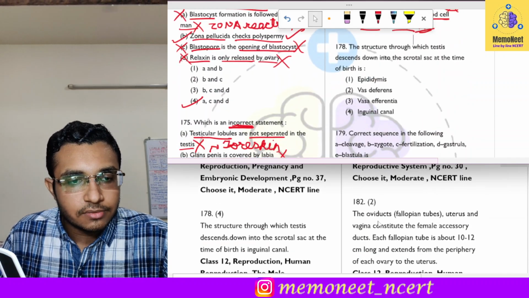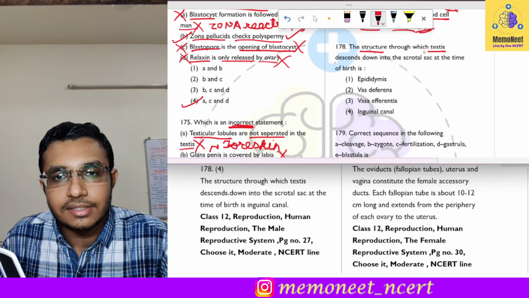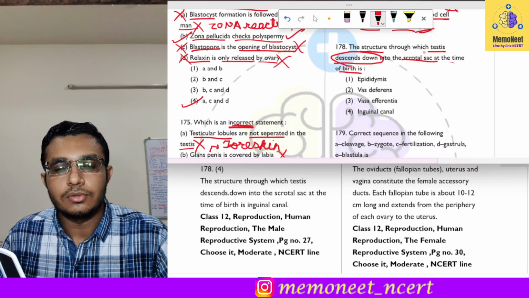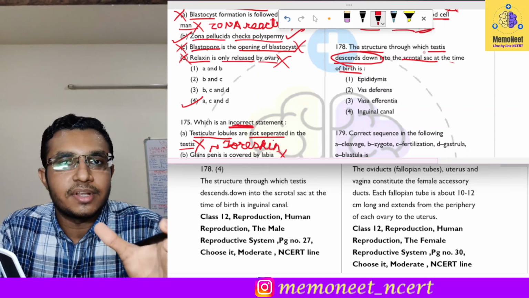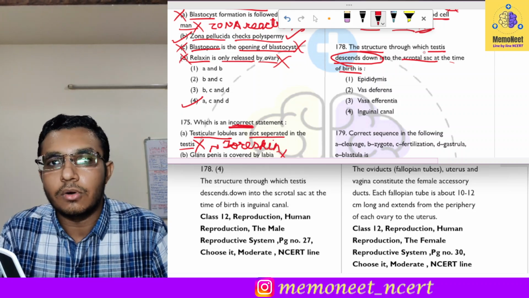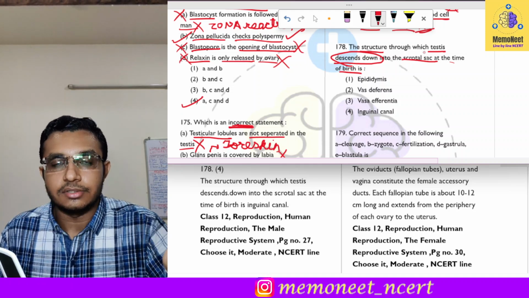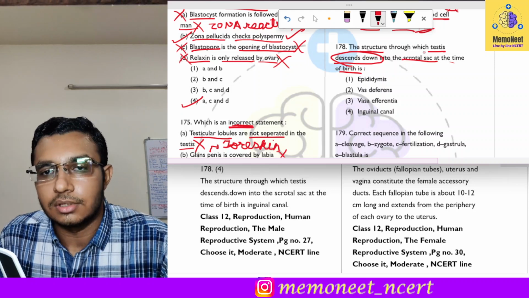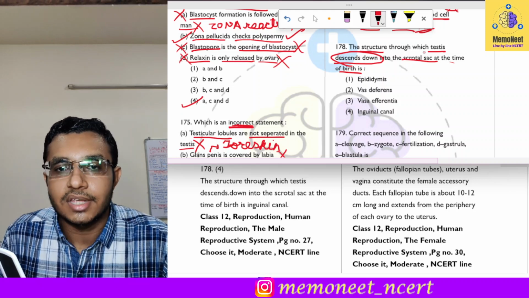Moving on to the next question, that is question number 178. It states that the structure through which the testis descends down into the scrotal sac at the time of birth is what? First of all you need to understand that during the embryonic development the testes are present in the abdominal cavity, and these testes descend down into the scrotum through the inguinal canal. It is a canal like structure, a tube like structure which connects the abdominal cavity to the scrotum. So the testes descend down through the inguinal canal into the scrotal sac at the time of birth.